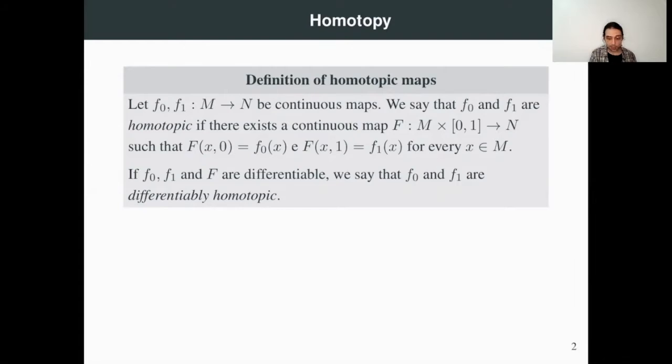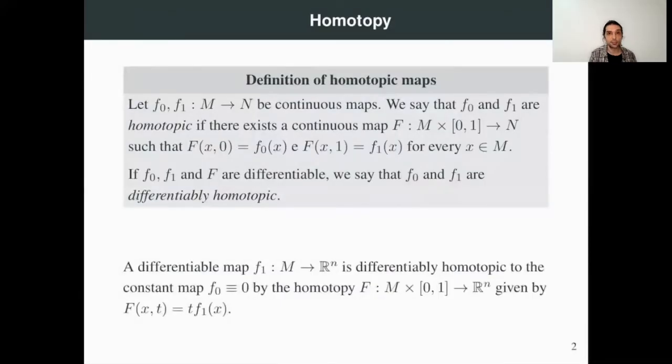But if our two maps are differentiable and the homotopy, capital F, is also differentiable, then we say that f0 and f1 are differentially homotopic. So we have introduced two different notions: homotopic and differentially homotopic. Of course, differentially homotopic implies homotopic, but the other implication is not so obvious.